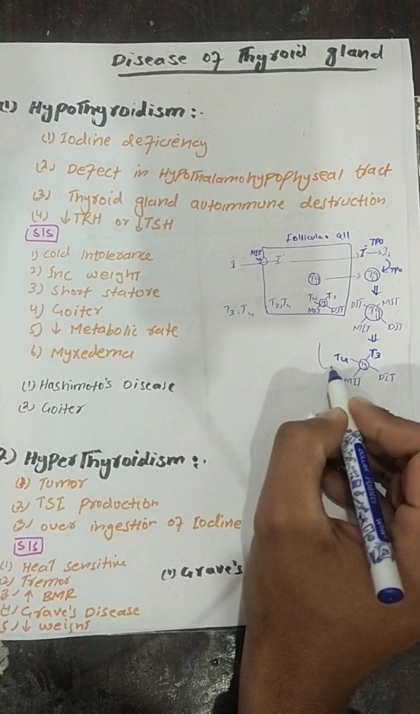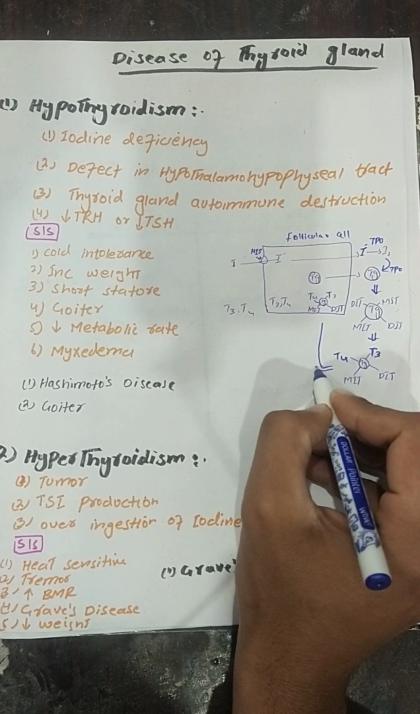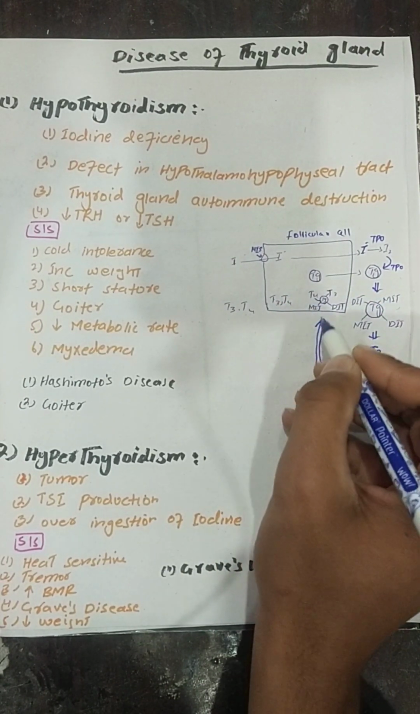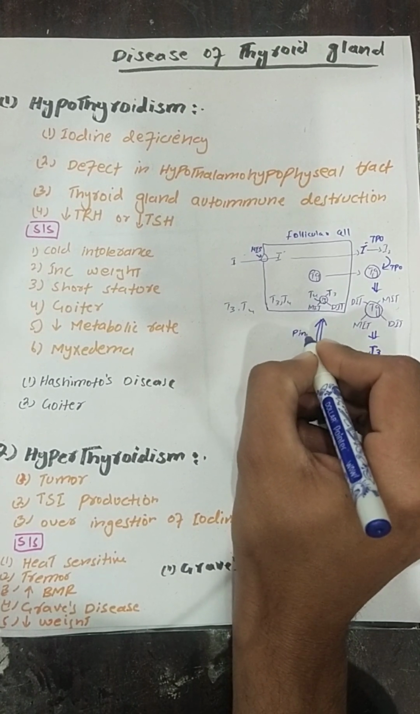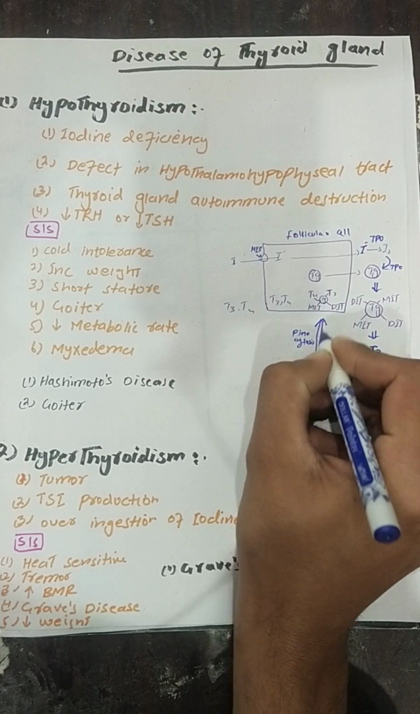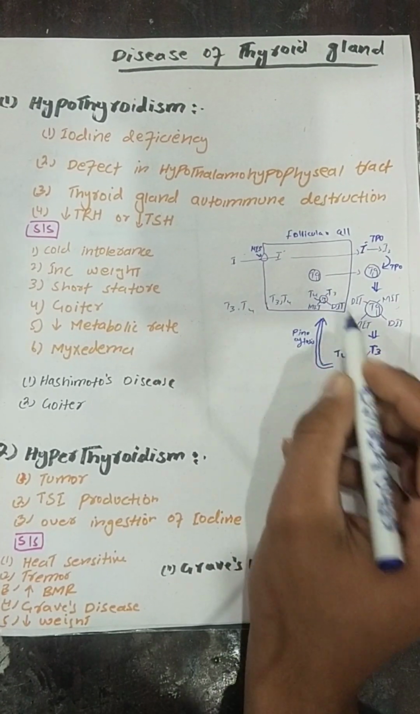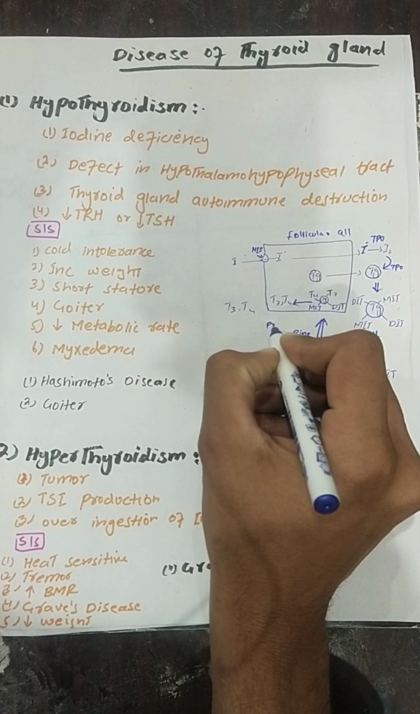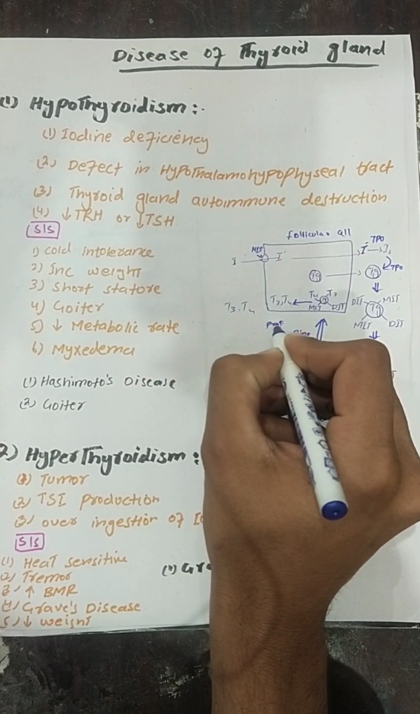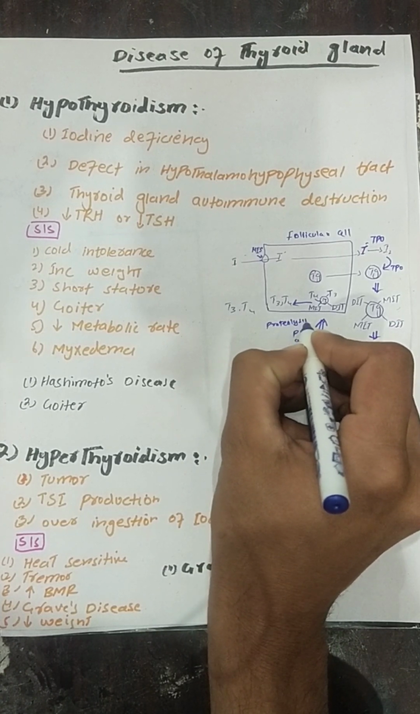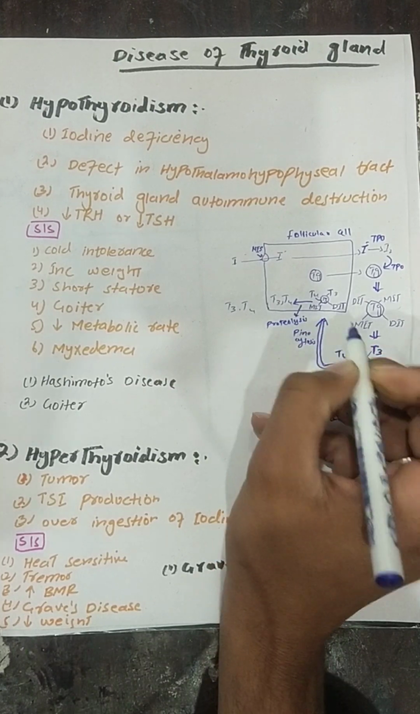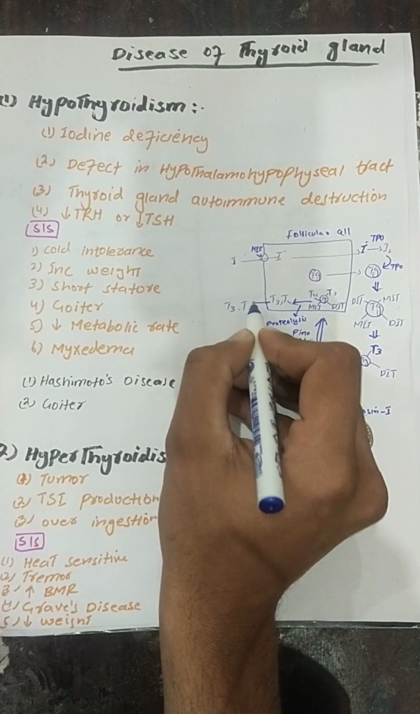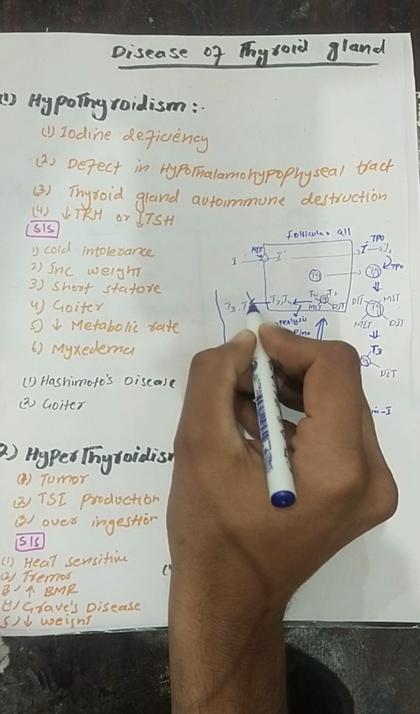In the next step, this molecular structure is absorbed by the follicular cell through pinocytosis, like a bubble. When this compound is absorbed, it undergoes a process called proteolysis. In proteolysis, T3 and T4 are released from the thyroglobulin, and when released, they come out of the cell and are released into the circulation, into the blood vessels.